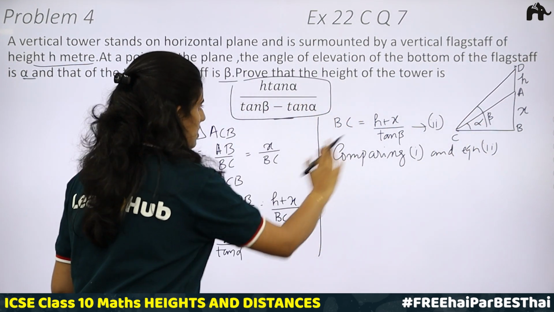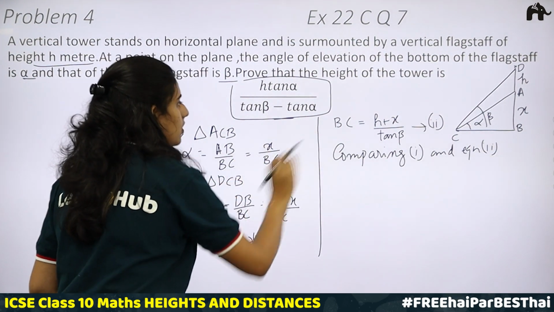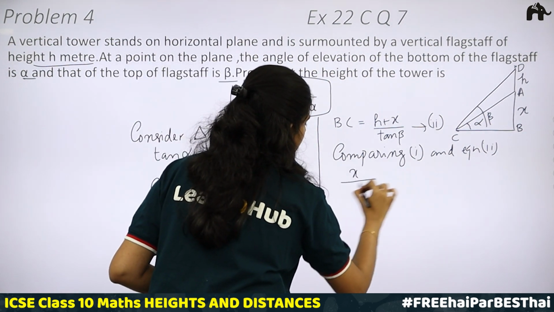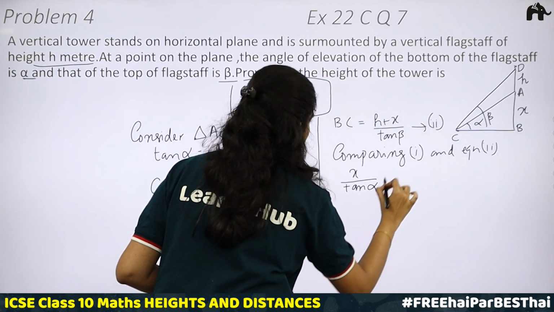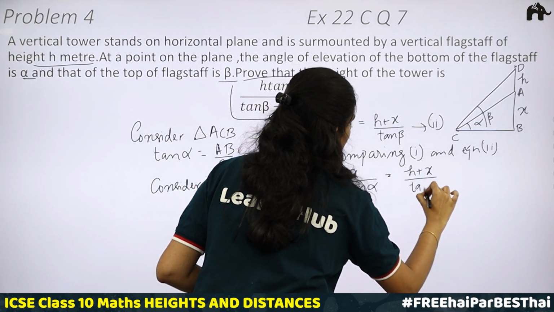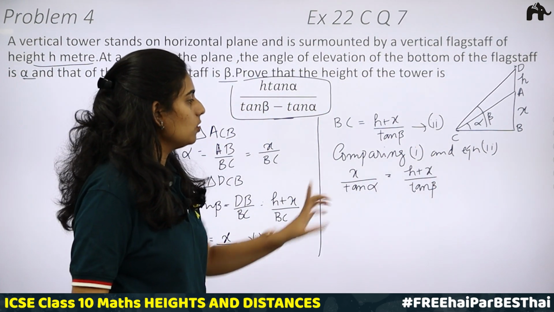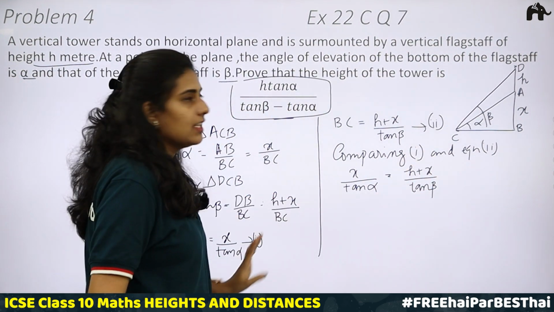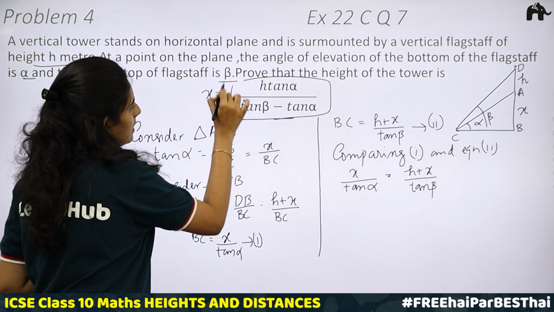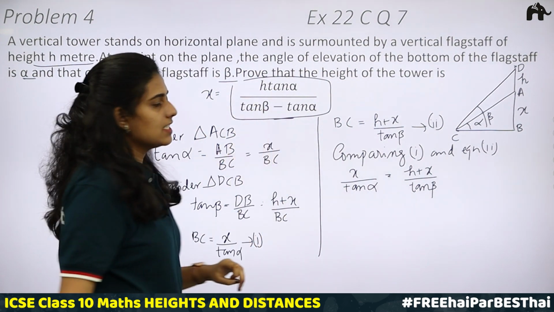In both these equations, we have BC on the left hand side. If the left hand side is equal, the right hand side should also be equal. So we'll be having x divided by tan alpha equal to h plus x divided by tan beta. What we need is x is equal to h tan alpha divided by tan beta minus tan alpha.